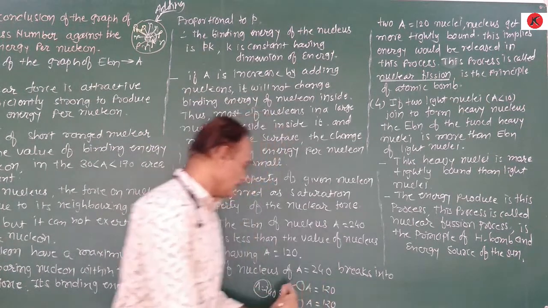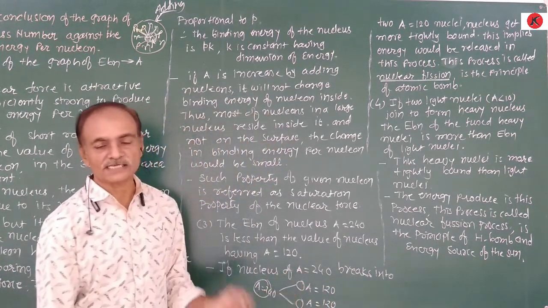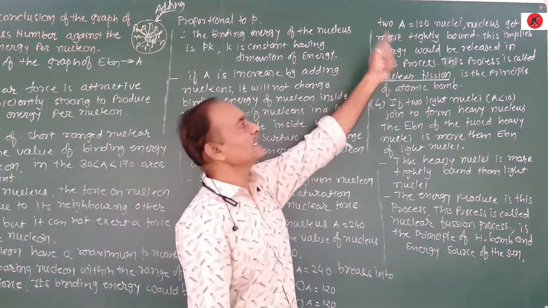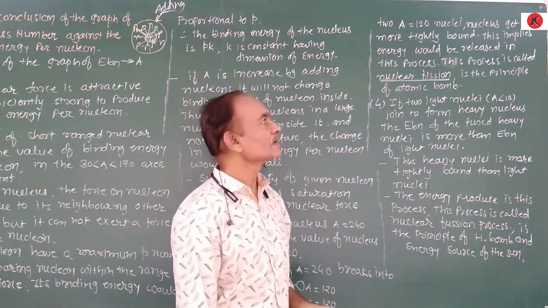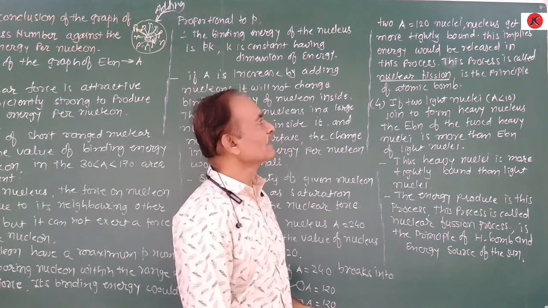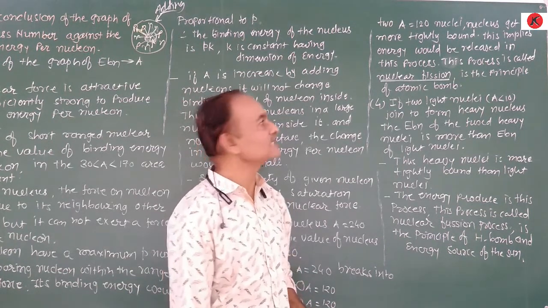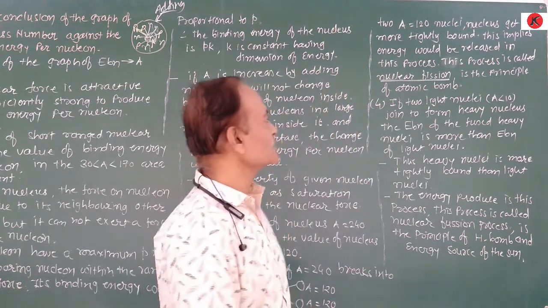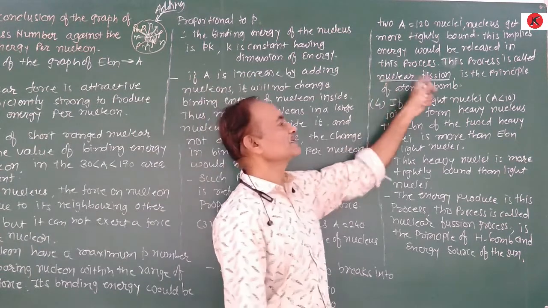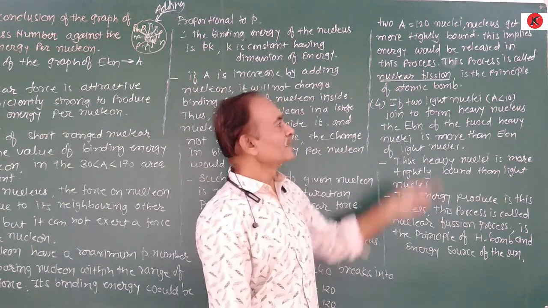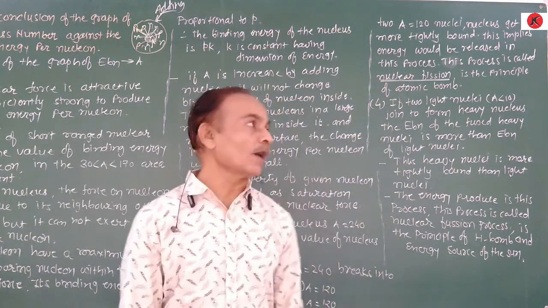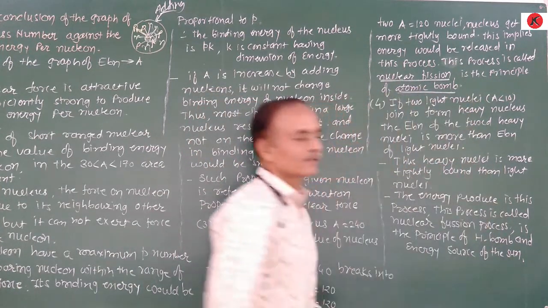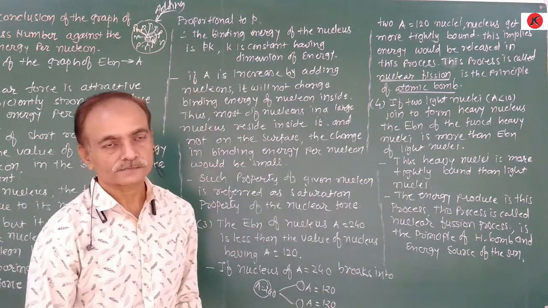Again, when the heavy nucleus of atomic mass number A equal to 240 breaks into two A equal to 120 nuclei, the nuclei get more tightly bound, and this implies that energy would be released in this process. This process is known as the nuclear fission process, which is the principle of the atomic bomb.